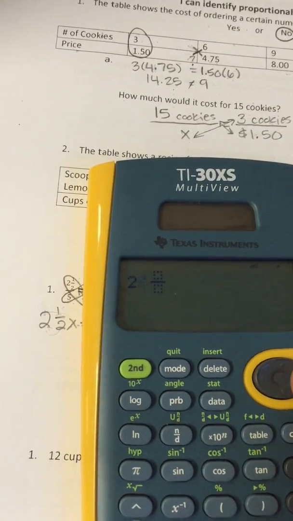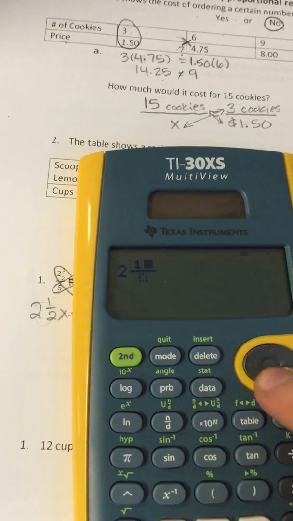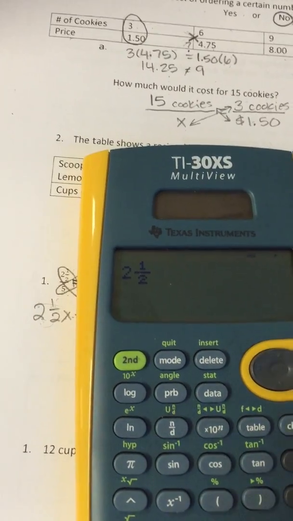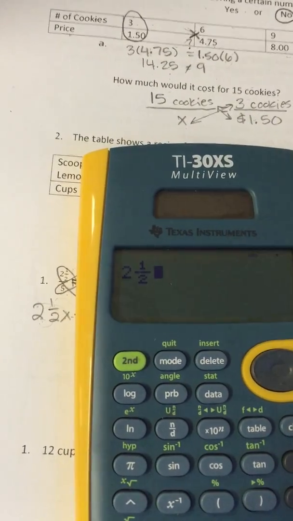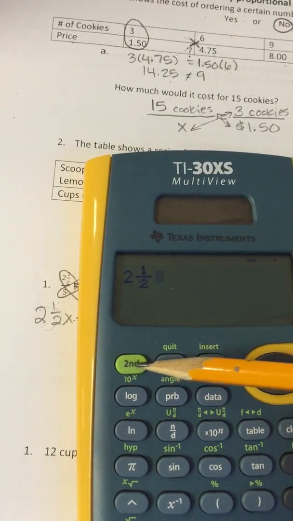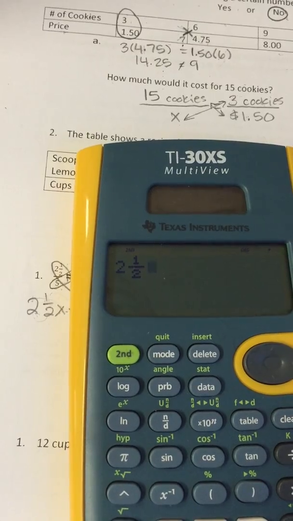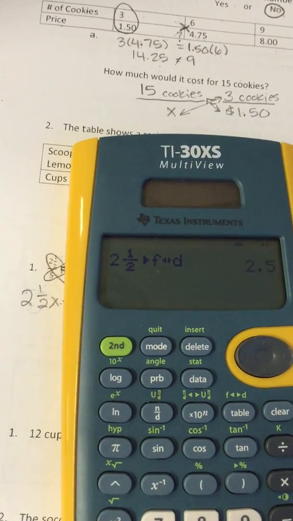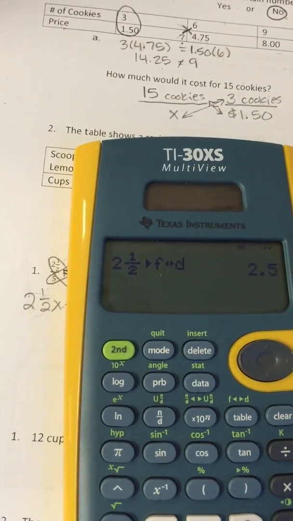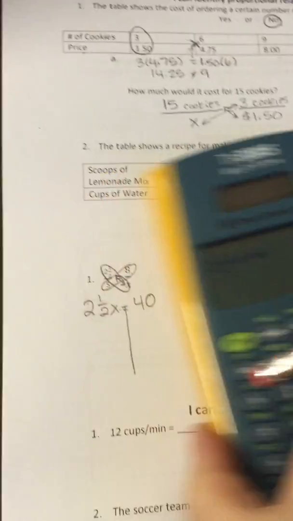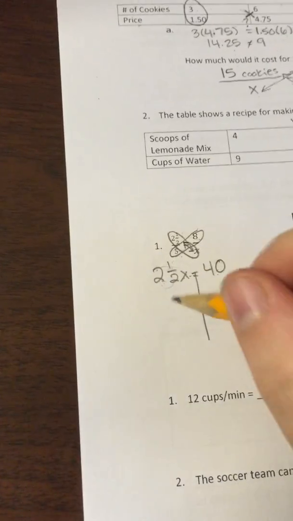So I'm going to type in 2.5, push to the right, and there it is. Now we're going to hit second and this button right here, fraction to decimal, and hit enter. And we get 2.5. So I'm going to rewrite my equation with a decimal.